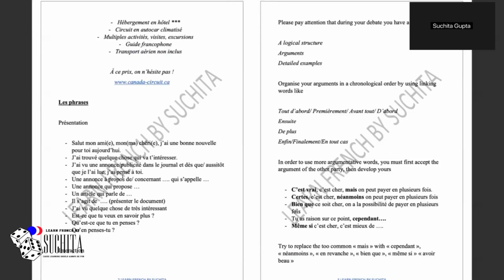So these are a few templates which you can use in the beginning. Salut mon ami, salut mon chéri ou ma chérie, j'ai une bonne nouvelle pour toi aujourd'hui. J'ai trouvé quelque chose qui va t'intéresser. J'ai vu une annonce ou une publicité dans le journal et dès que je l'ai lu, as soon as I saw I read it, j'ai pensé à toi. Une annonce à propos de, or une annonce concernant, qui s'appelle, une annonce qui propose, un article qui parle de, il s'agit de.